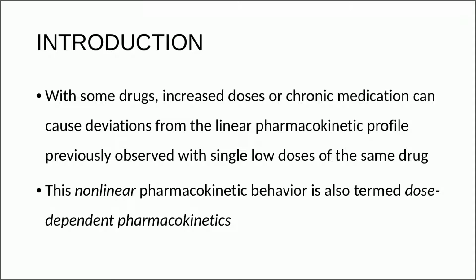With some drugs, increased doses or chronic medication can cause deviation from the linear pharmacokinetic profile previously observed with a single low dose of the same drug. The specific reason for the occurrence of non-linear pharmacokinetics is that we are increasing the overall dose or we are going for chronic medication in certain cases. Now this non-linear pharmacokinetic behavior is also termed dose-dependent pharmacokinetics.